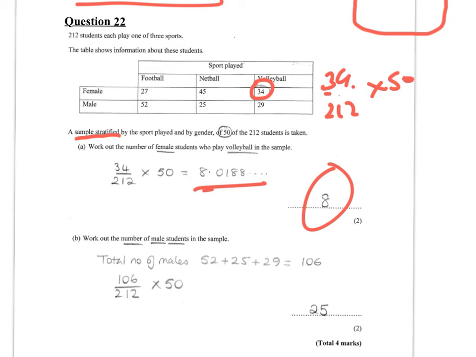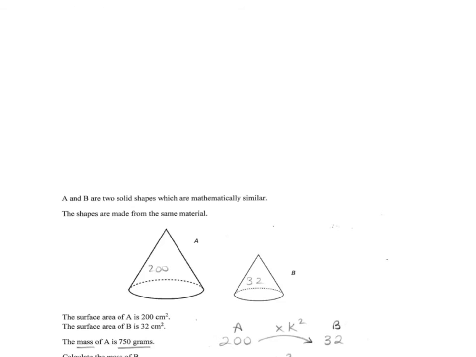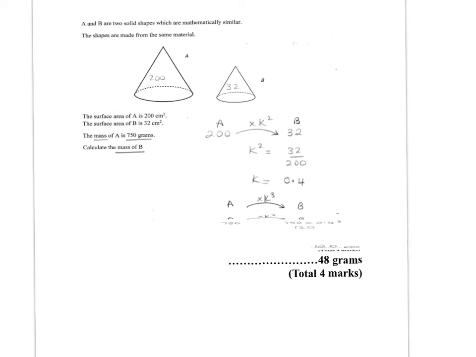Here, how many males in the sample? 52 add 25 add 29 gives you a total of 106. Divide that by the total, times by the same sample size, 25 would have been the answer. Now this one, I don't really like their working out, to be honest.